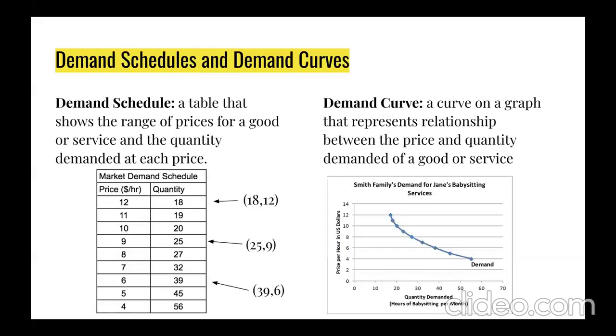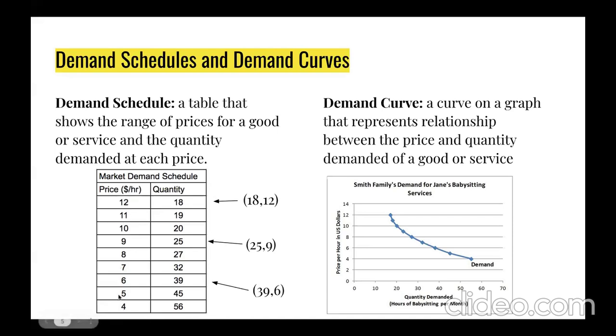So let's talk about demand schedules and demand curves. A demand schedule is a table that shows a range of prices for a good or service, and then the quantity demanded at each of those prices. This is like the raw data. So if we were to go out and collect data on how many of something people are willing to buy at each price, this is how we would organize the data. We'd organize it in a demand schedule.